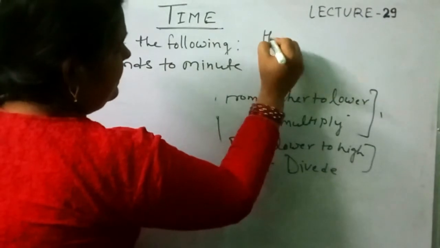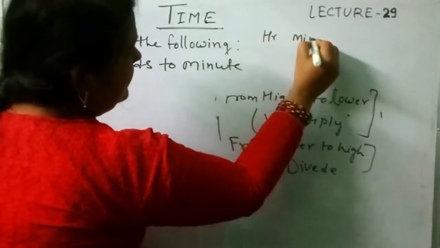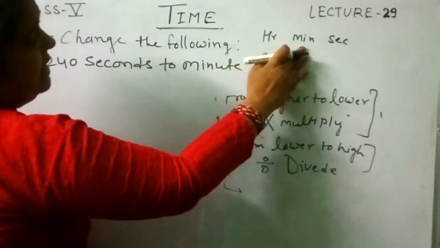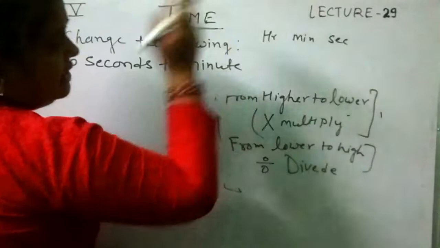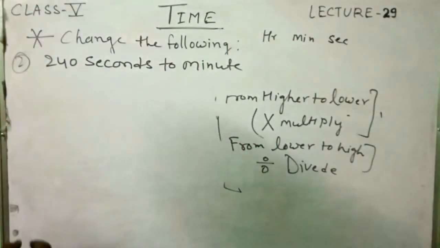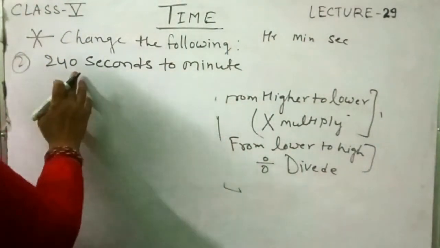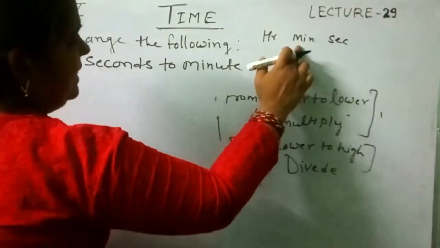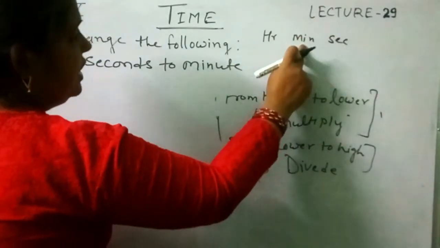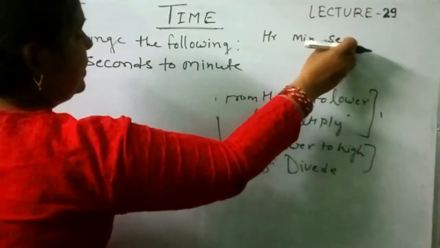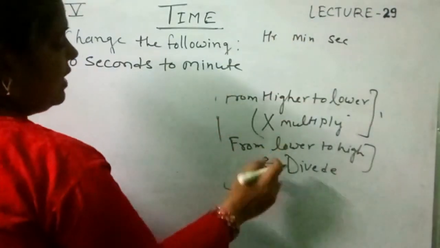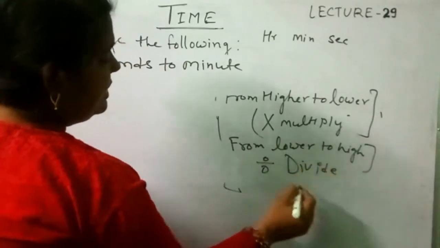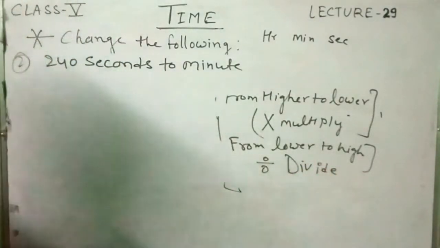Students, in decreasing order I am writing, see here, hour, minute and second. That one is the largest and that one is the smallest. So see here, 240 seconds to minutes means lower to higher. You have to convert the lower unit to the higher unit. At that time what symbol do we have to use? We have to use divide.